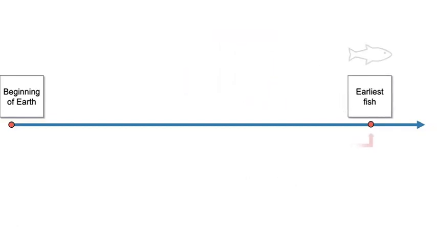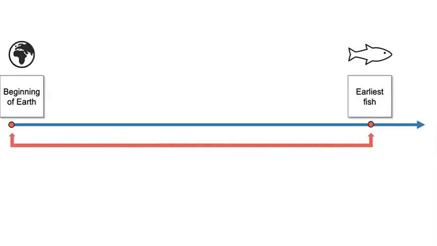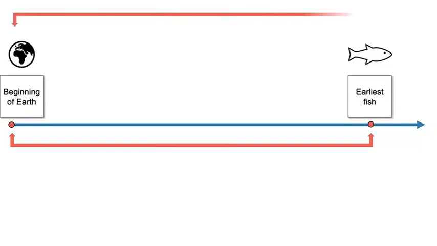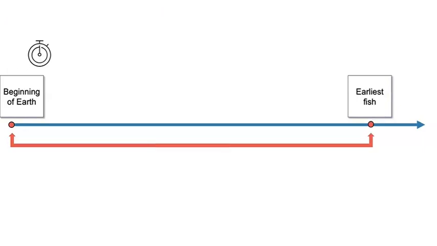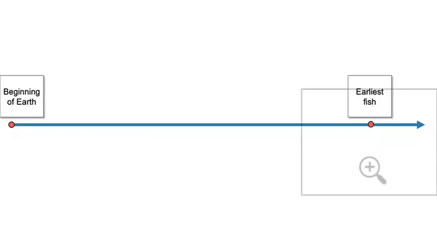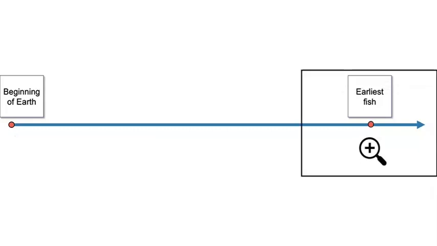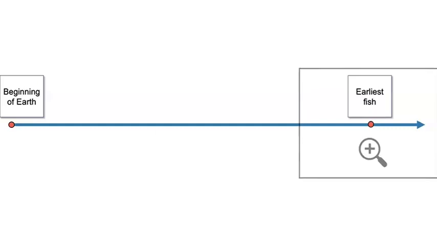You might wonder why the point that represents the earliest fish is so far away from the point that represents the beginning of the Earth. Well, the amount of space between the events indicates the amount of time that passed between them. A really long time passed between the beginning of Earth and the earliest fish. So we plot them very far apart on our timeline. Since all the other events occurred near the end of the timeline, let's zoom into that area.